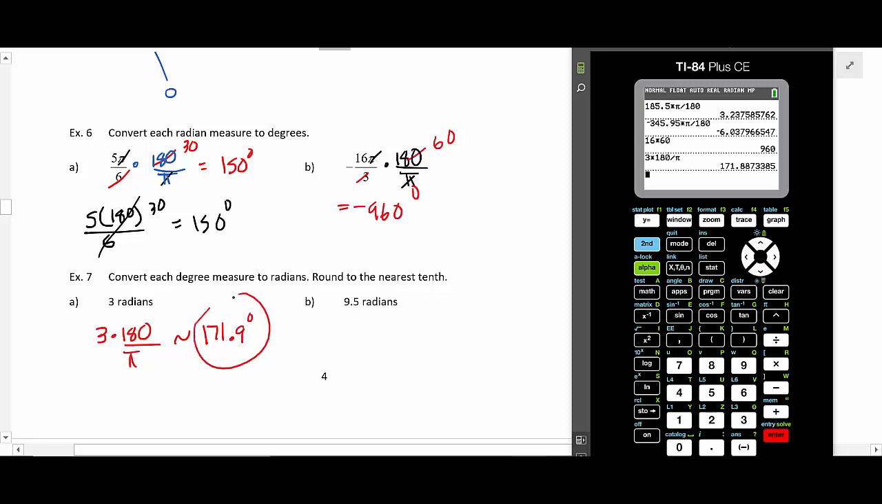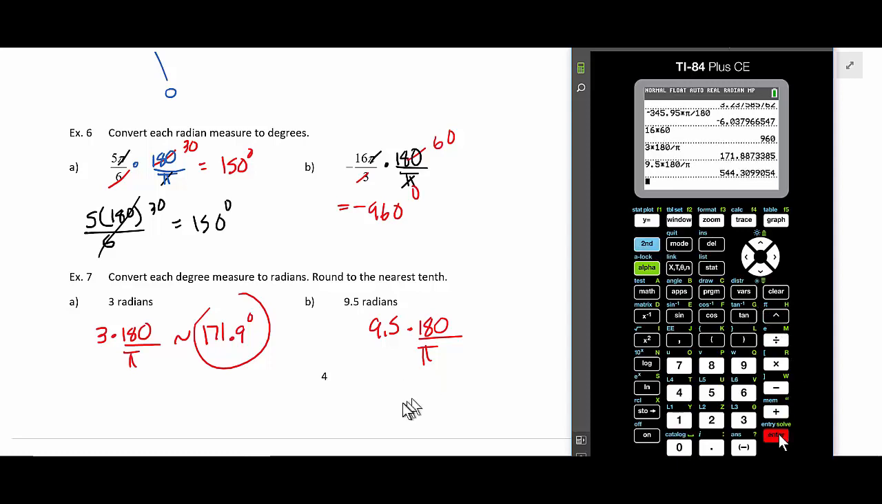Again, notice 3 radians is close to 180. That's the idea. Okay, next one you do the same thing. You do 9.5 times 180 over pi, and again, you use your calculator. Okay, so I'll just round that off to 1 decimal, so I get about 544.3 degrees is what that'd be.